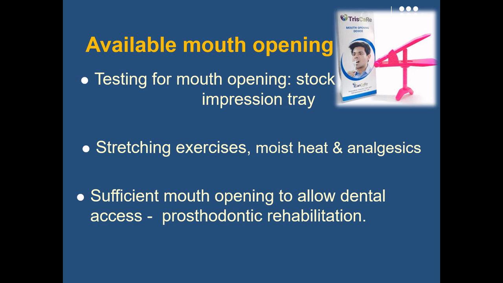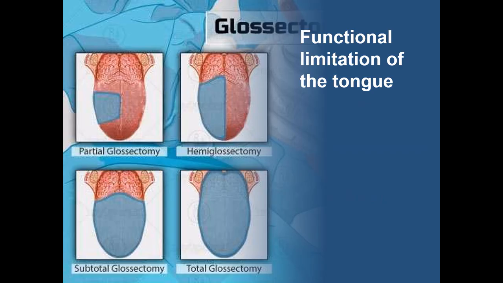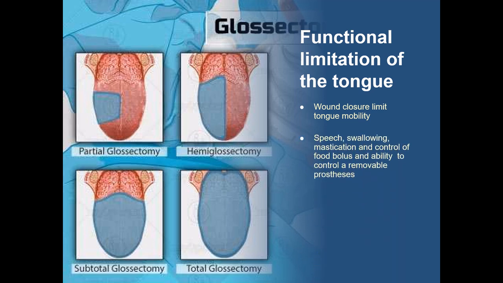The next diagnostic criterion is the functional limitation of the tongue. Frequently the surgical wound is closed by suturing the remaining tissues of the floor of the mouth or the tongue to the remaining buccal tissues, and this results in limitation of the mobility of the tongue depending upon the size and location of the defect. The limitation of normal tongue mobility seriously compromises speech, swallowing, mastication, control of a food bolus, and also the ability to control a removable prosthesis.